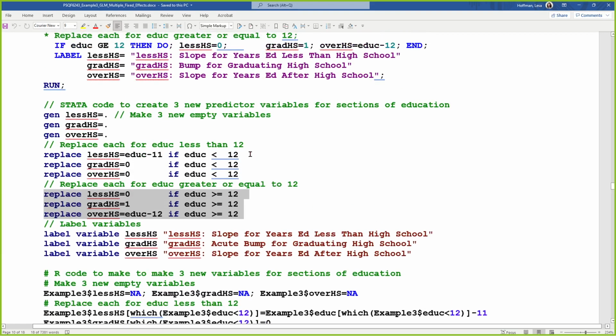So the ordering for SAS versus Stata is backwards. The condition comes at the end, and what you want it to do comes at the beginning. But otherwise, it's the same. Education minus 11 to get the first slope, and then education minus 12 to get the last slope. Otherwise, it's zeros or ones.